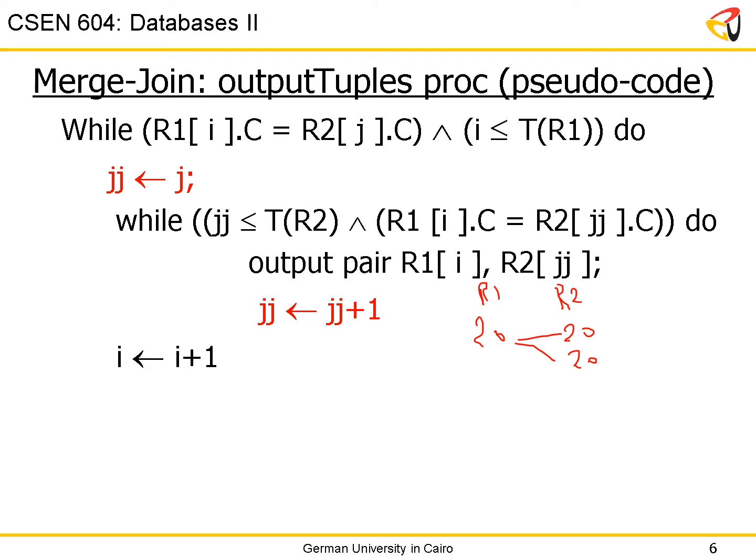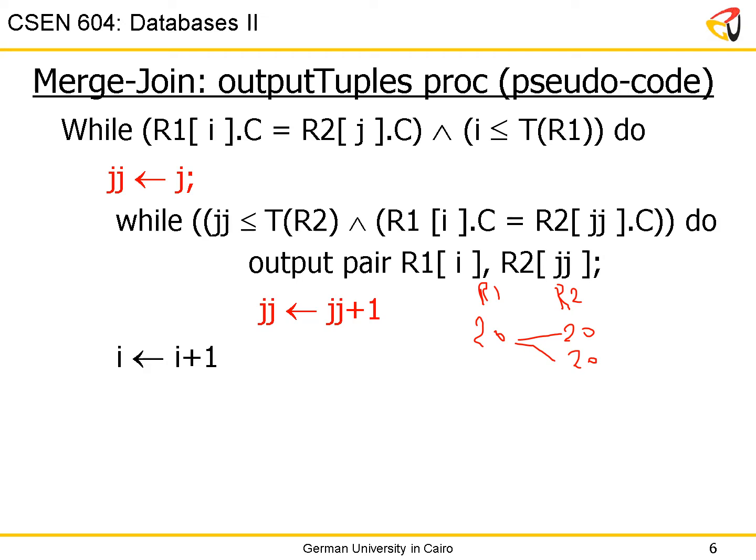And as you see here, we go back to the first while loop. As long as what we're looking at, R1 of i.c is equal to R2 of j.c, which is going to be the case if you think of the cases of the 20s, because we had two 20s on both sides, then we're going to go and initialize jj again with the value of j. Notice we didn't change j here, we're changing jj.